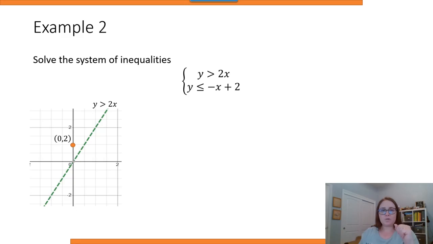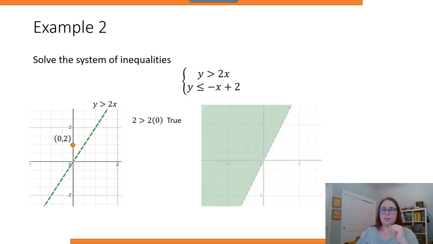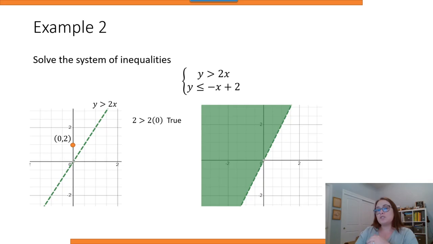So if I plug it into y is greater than 2x, that gives me a 2 on the left and 2 times 0 on the right. And well, 2 is greater than 0, so that's a true statement. So the side with that dot is the side that I shade. So that is the solution to just the first inequality. That's what its graph looks like. Now I'm going to repeat all this process on the same set of axes with the second equation, and where the two regions overlap is my solution.